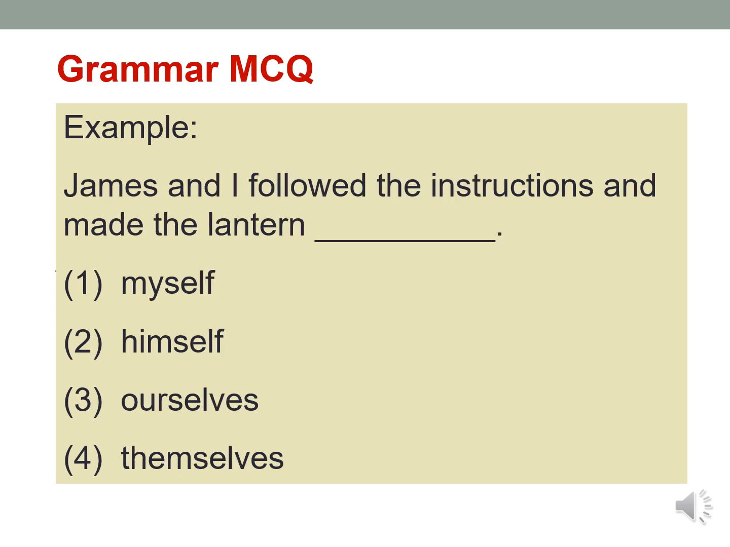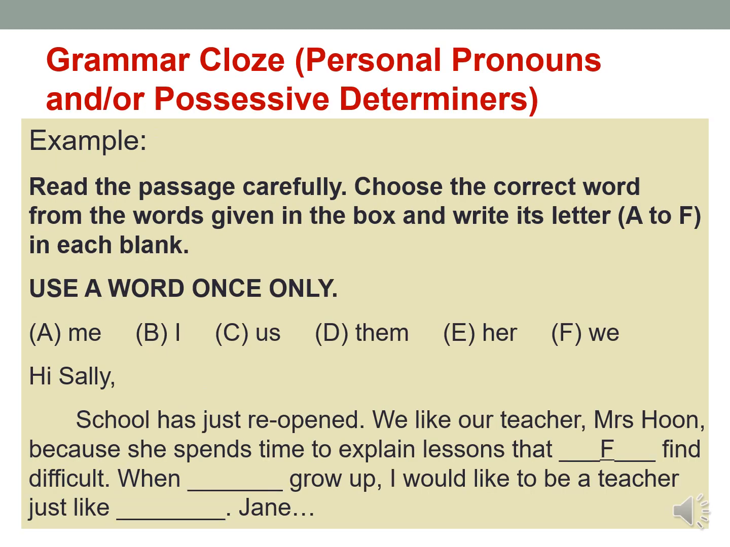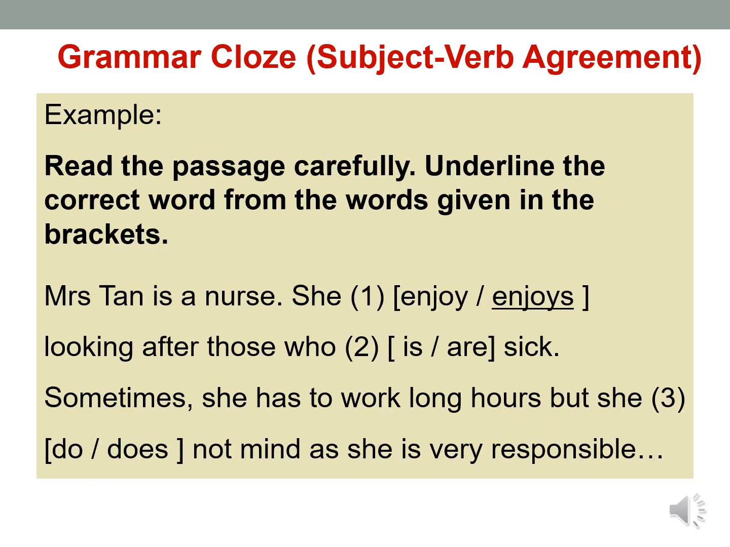Next is a grammar MCQ where students identify the clues in the question to help them derive the correct grammar option for the answer. There are 2 grammar closed passages where the first one assesses students' use of personal pronouns and or possessive determiners. The second closed passage is about subject-verb agreement, as shown here.